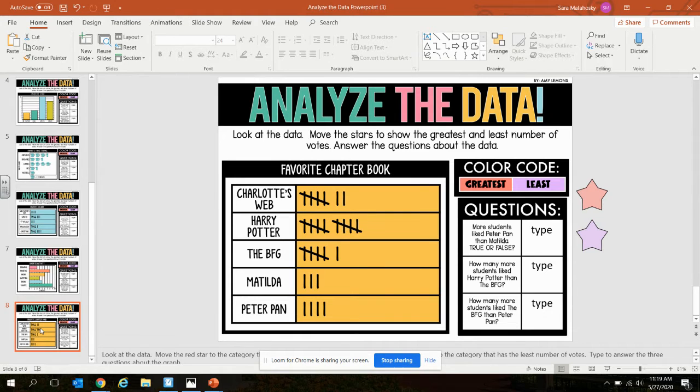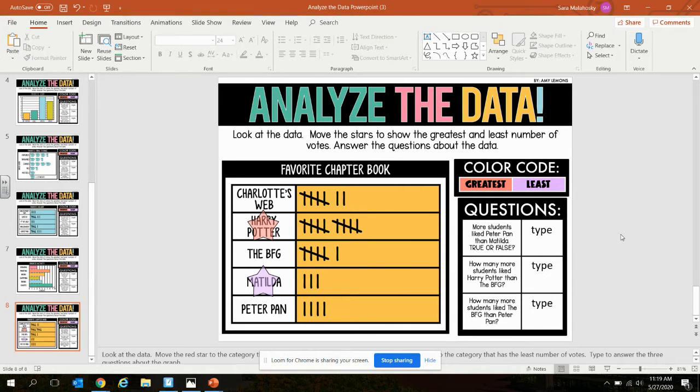Favorite chapter book. We need to figure out which favorite chapter book had the most votes. Let's see. Remember this with the line through it means 5. So Charlotte's Web had 5, 6, 7. Harry Potter had 5 and another 5 is 10. BFG had 5 and 1 is 6. Matilda had 3. Peter Pan had 4. So the biggest, the greatest was Harry Potter. The least was poor Matilda. She only had 3.